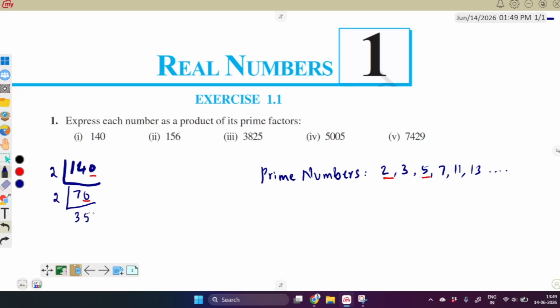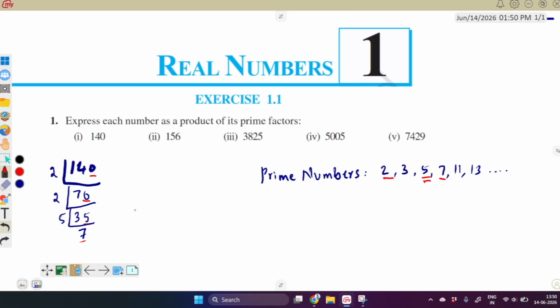Now it is ending with 5, so the divisibility rule of 5 is, if any number is ending with 5, it will be divisible by 5. So we divide with 5. So 5 7s are 35. Now 7 is a prime number, right? So once you get a prime number at the last, we'll stop the process.